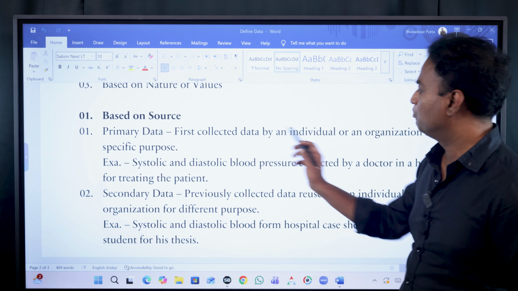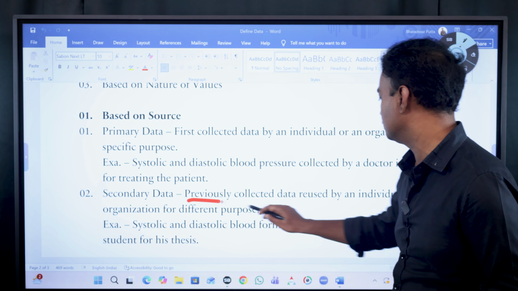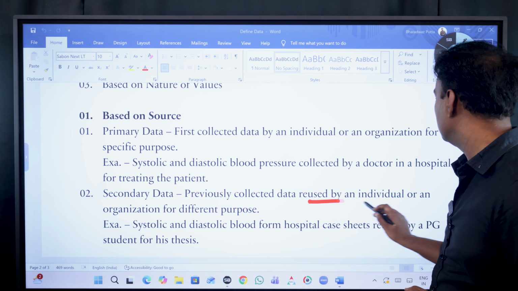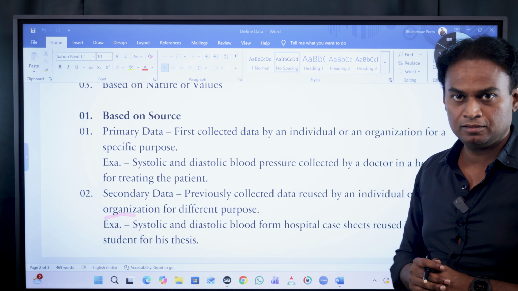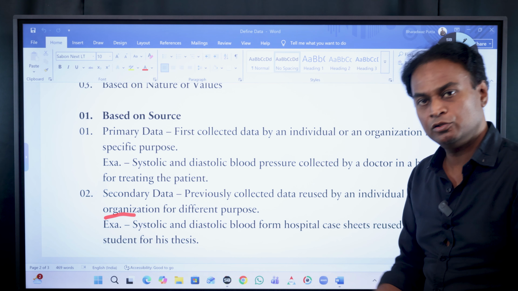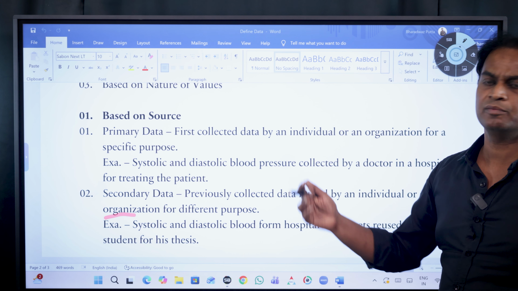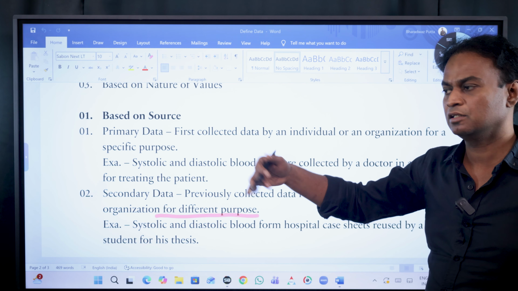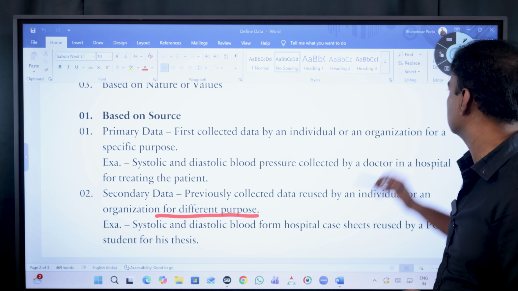Very important. Previously collected data. This is not collected the first time; this is previously collected data and it is reused by an individual or an organization. Someone has collected the data, and that data is reused by a particular person or an organization for a different purpose. Previously the data was collected for a different purpose, now the data is being reused for a different purpose.